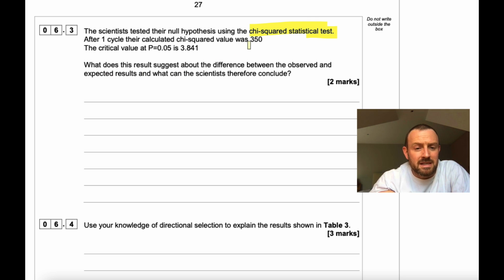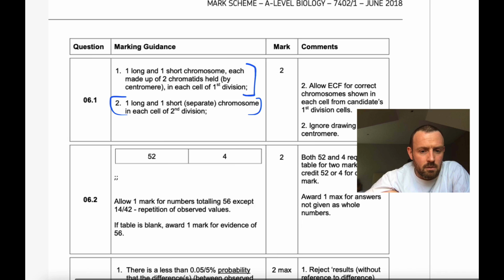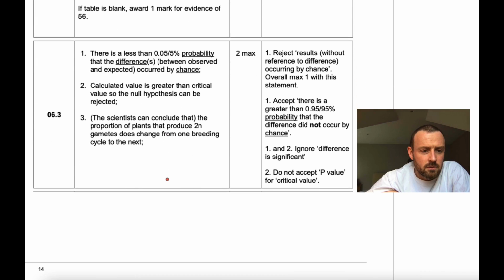Okay, so you have to say that the calculated value of chi-squared was far bigger than the critical value. So therefore, the difference between the observed and expected frequencies is significant. Furthermore, we can say that it's highly significant because it's so much bigger than 3.84. Let's check the mark scheme, see what the wording is looking for.